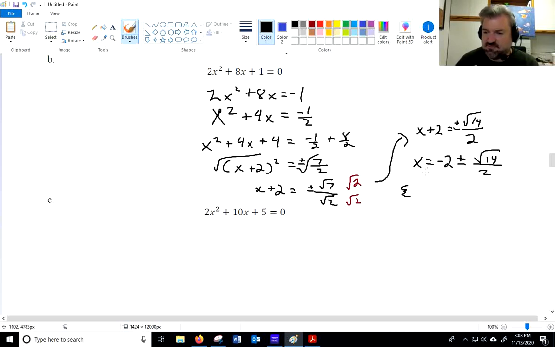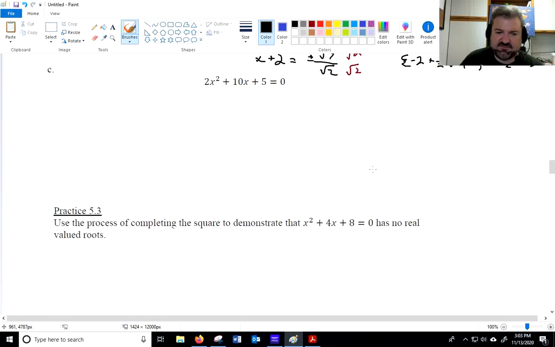Be careful that that over 2 is clearly outside of the radical, okay? If you want to be extra certain, make it a 1/2 in front of it. So we have negative 2 plus 1/2 and negative 2 minus 1/2, root 14. 14, by the way, in case you're wondering, is 7 times 2, and there's no pair, so it doesn't simplify. All right, let's try letter C.